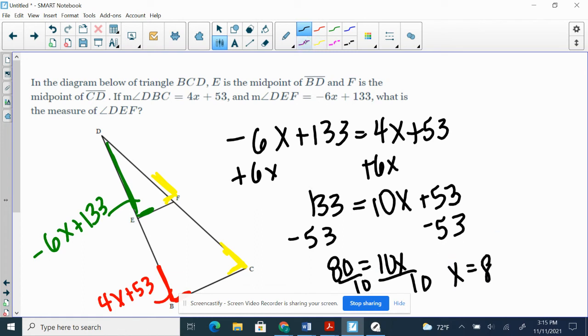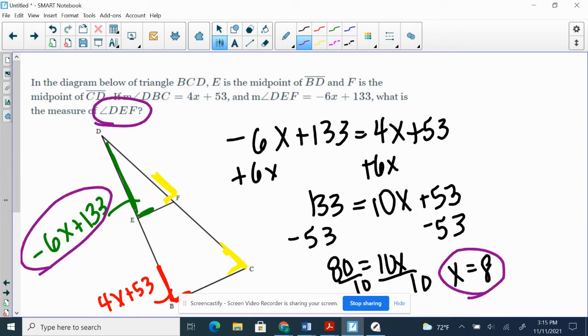Again, take a deep breath and make sure that we've answered the question, and we have not, because it says what is DEF. We have our x. We're going to plug that into negative 6 times 8 plus 133. Negative 6 times 8 is going to give us negative 48, plus 133, which is the same thing as saying 133 minus 48. I wrote my answer wrong, so let me grab a calculator real quick as I'm using my answer key.